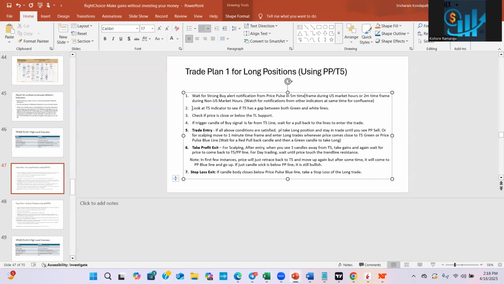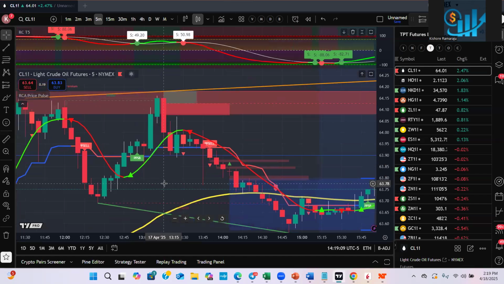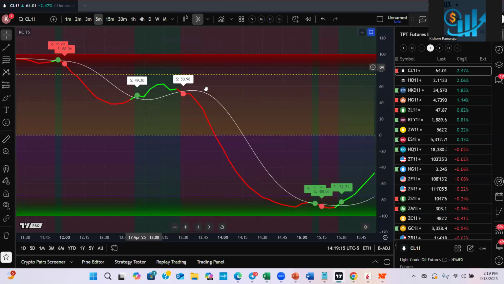Whenever you get that strong buy, immediately you look at the T5 indicator to see if T5 has a gap between the green and white lines. This is for the long positions. That means we want to buy ES, buy NQ, buy gold, buy silver, whatever it is. So let us say you got a price pulse strong buy, and you immediately go and check: is T5 green? If it is green, is there a gap? That is what we'll check.